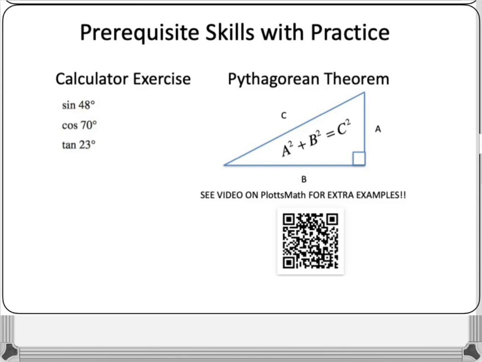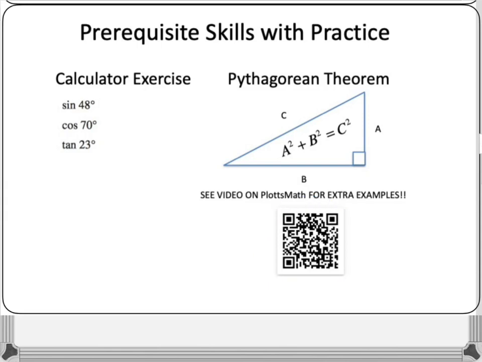But before we do that, some skills that we're going to need are some calculator skills, and we're going to have to take a look at the Pythagorean theorem. I'm not going to go through the Pythagorean theorem again, as you can scan the QR code, which is right here, and that will take you to some regular brush up on Pythagorean theorem practice, okay?